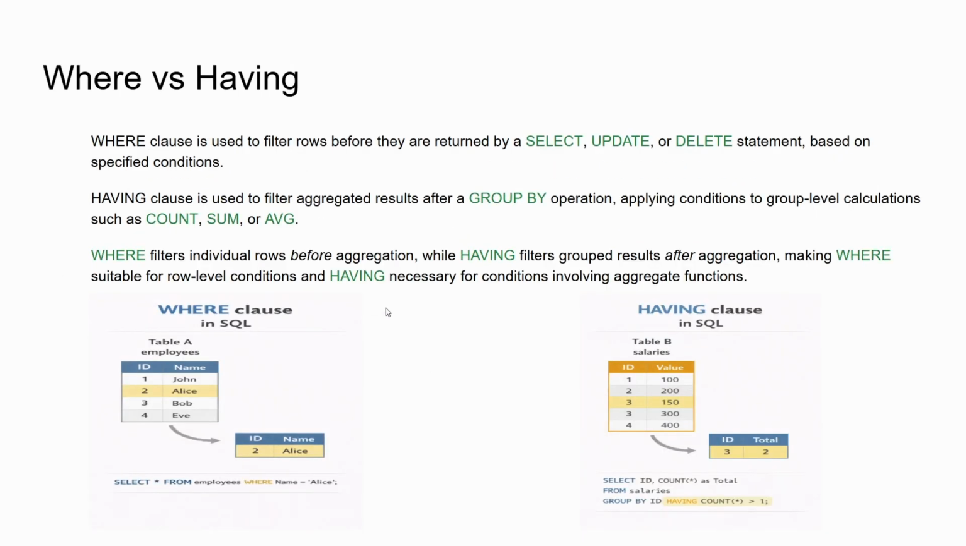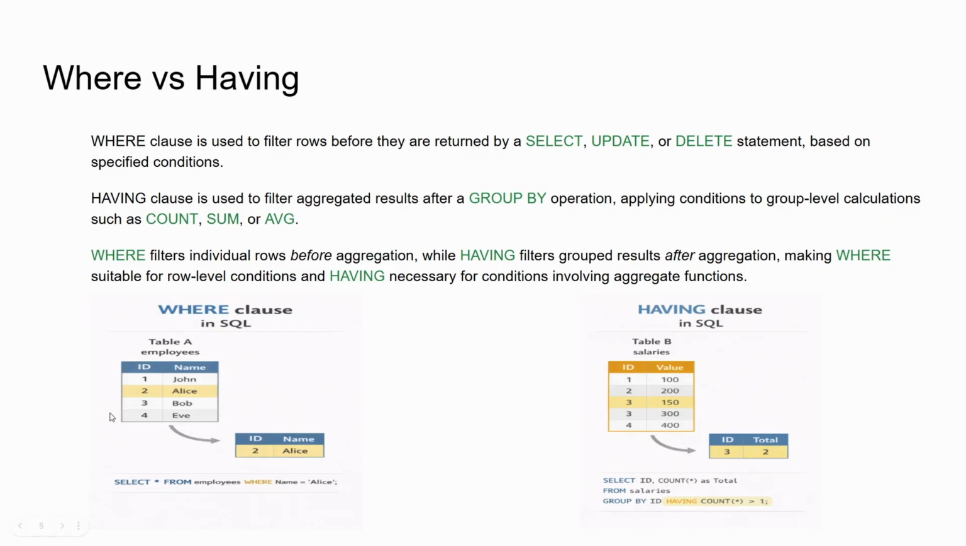Where versus having is again a great example, because where is a condition that you put before the aggregate functions. The where clause is used to filter rows before they are returned by a select, update, or delete statement based on specified conditions, and having is applied after a group by. It is done only on aggregates. So imagine that I want to put sum of salary is greater than or equal to 5,000, then I will use having and not where. And if I want to put salary by itself is greater than 5,000, then I will put where and not having.